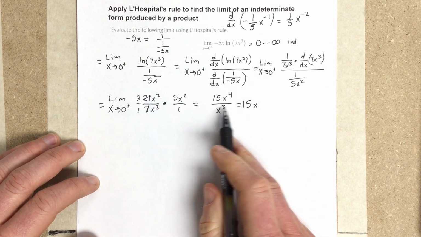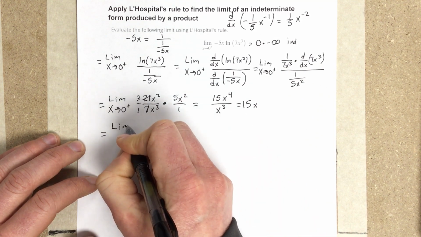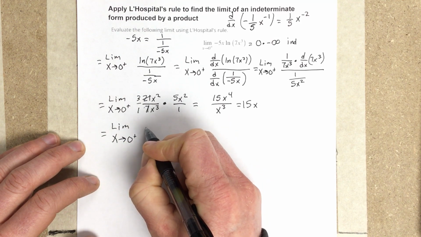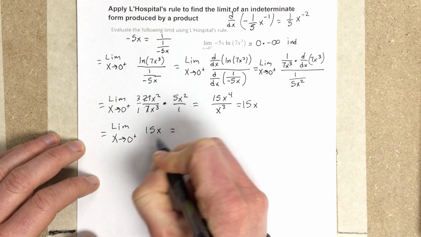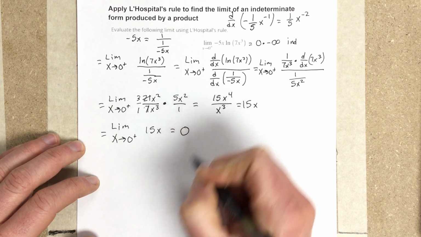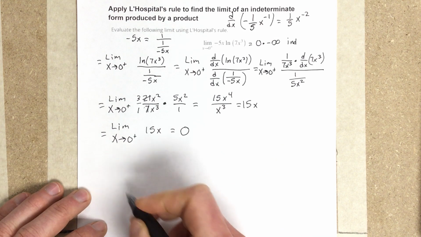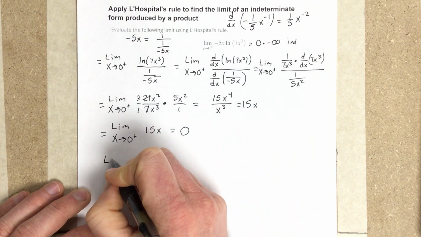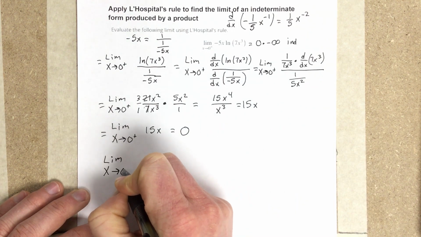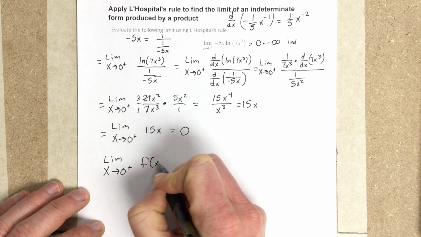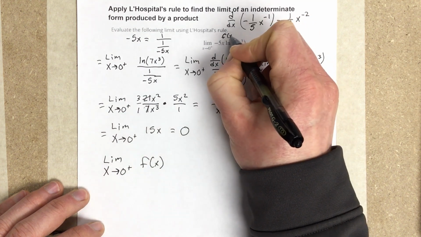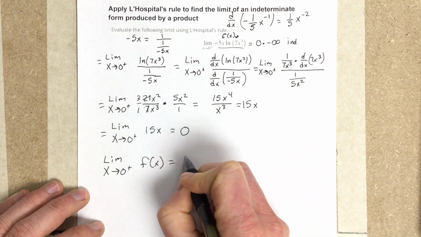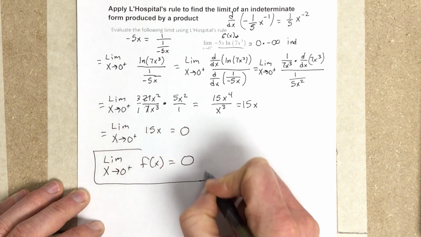I should have written limits on each of these, so I'm going to write the limit as x approaches 0 from the right of 15x. Plug 0 in there and I end up with 0 for a limit. So now I can say that the limit as x approaches 0 from the right of my original function, which is written right here, this whole piece, is 0. And that's an application of L'Hopital's rule.